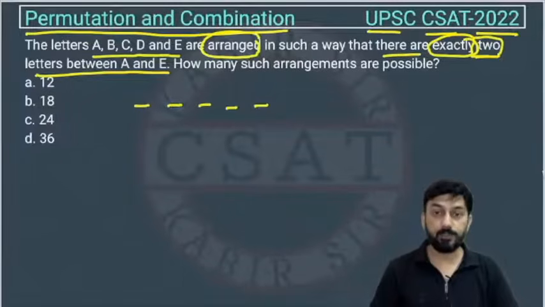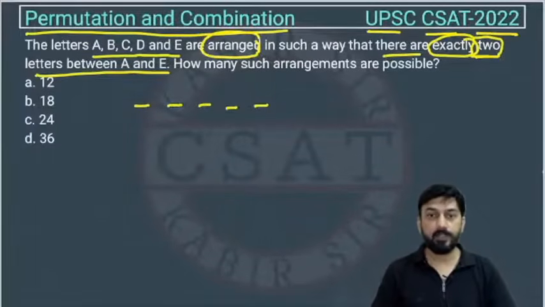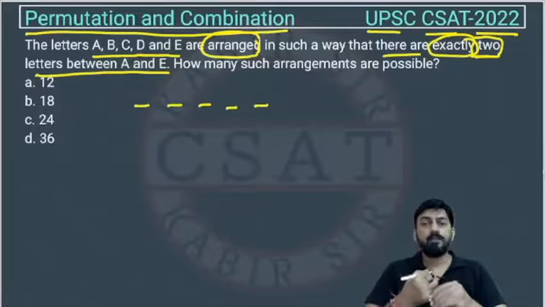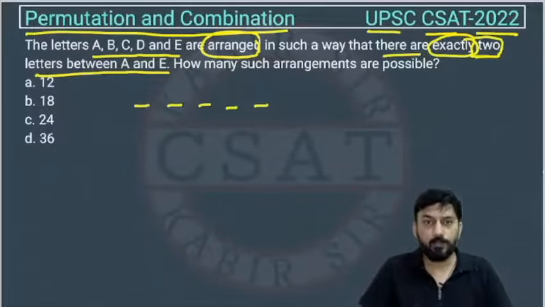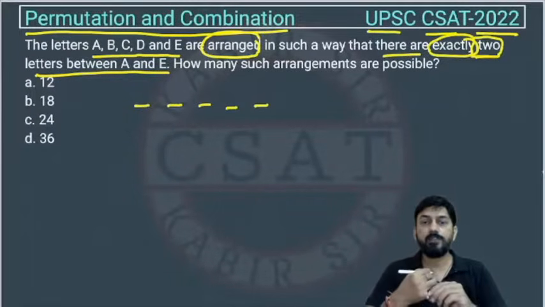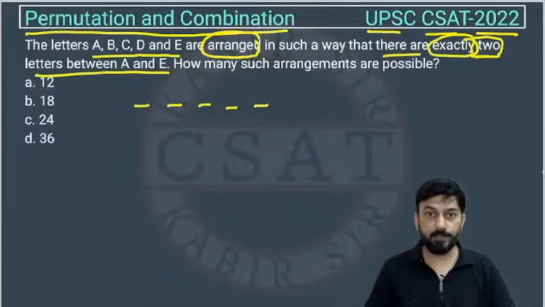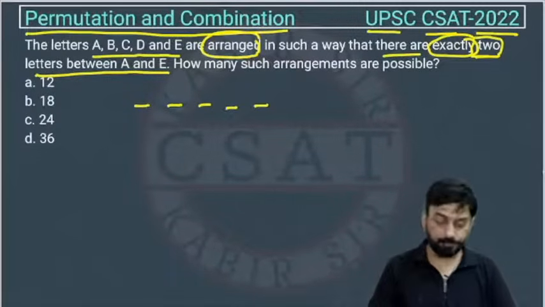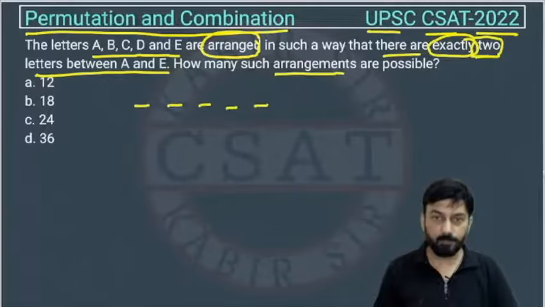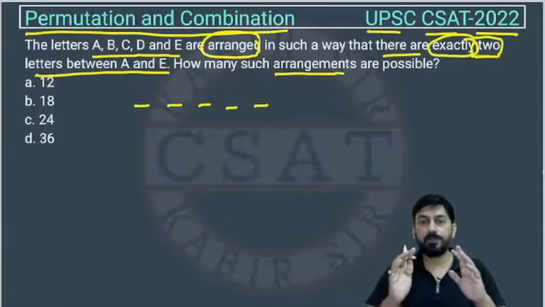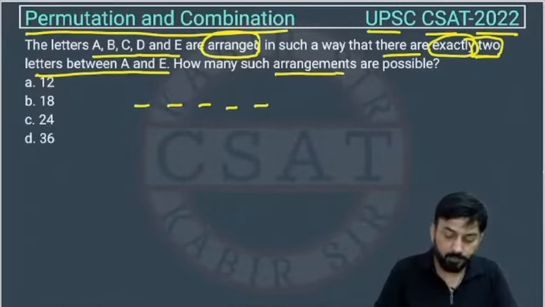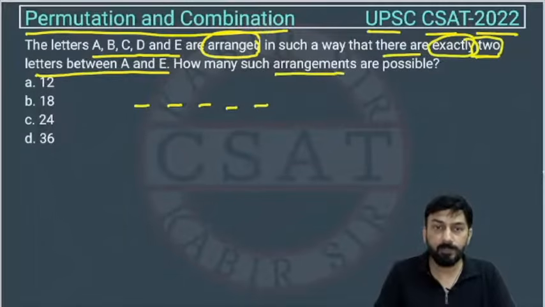So this is not a selection problem. This is arrangement. So whenever there is a keyword of arrangement, what do you have to understand? Okay, this is a permutation we will use, not combination, right? And if there is a keyword of selection, then we will use combination, right? So this is arrangement. So we will use permutation. Okay. So there are 5 places and there should be 2 letters between A and E. So how many such arrangements are possible, right? So between A and E there should always be 2 letters, right? So then we will see how many arrangements are possible.